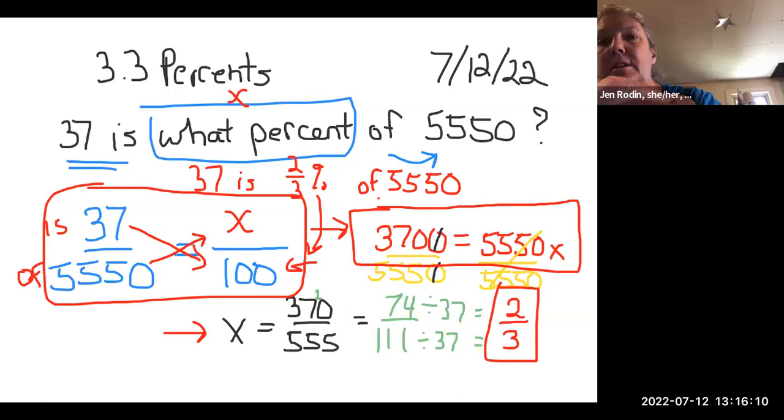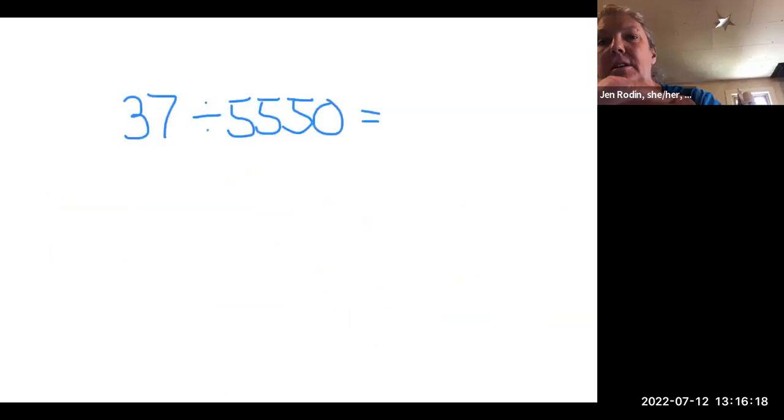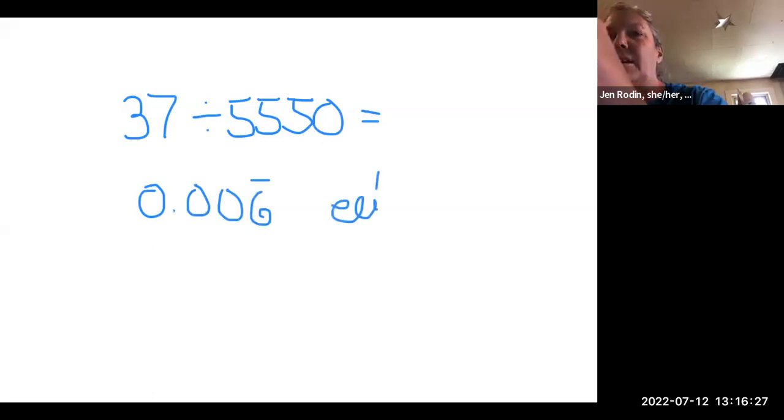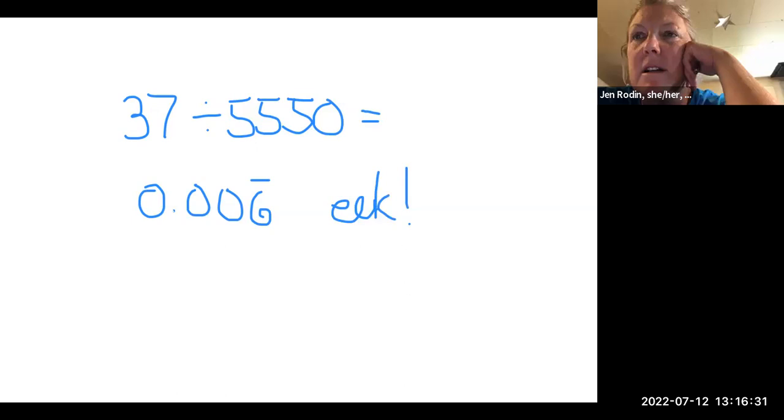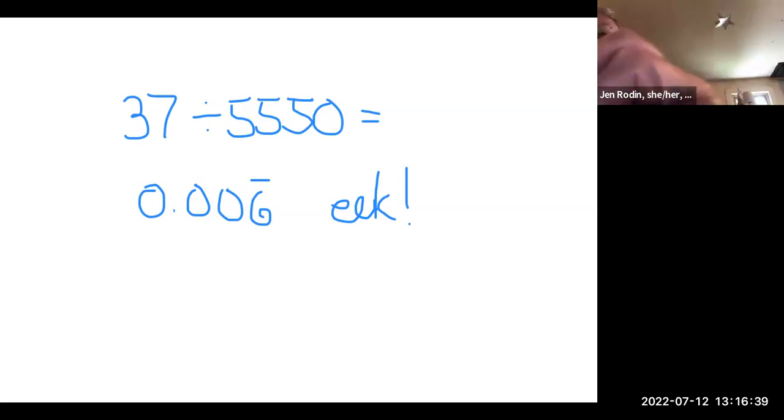You also could go 37 divided by 5550, which most people would be like, this is going to be easier. And we get 0.006 repeating. That, if you write that in the WebAssign, it's not going to give you credit for it. There are math teachers that would give you credit for that. And that's not even as a percent, because first, that's not the answer.